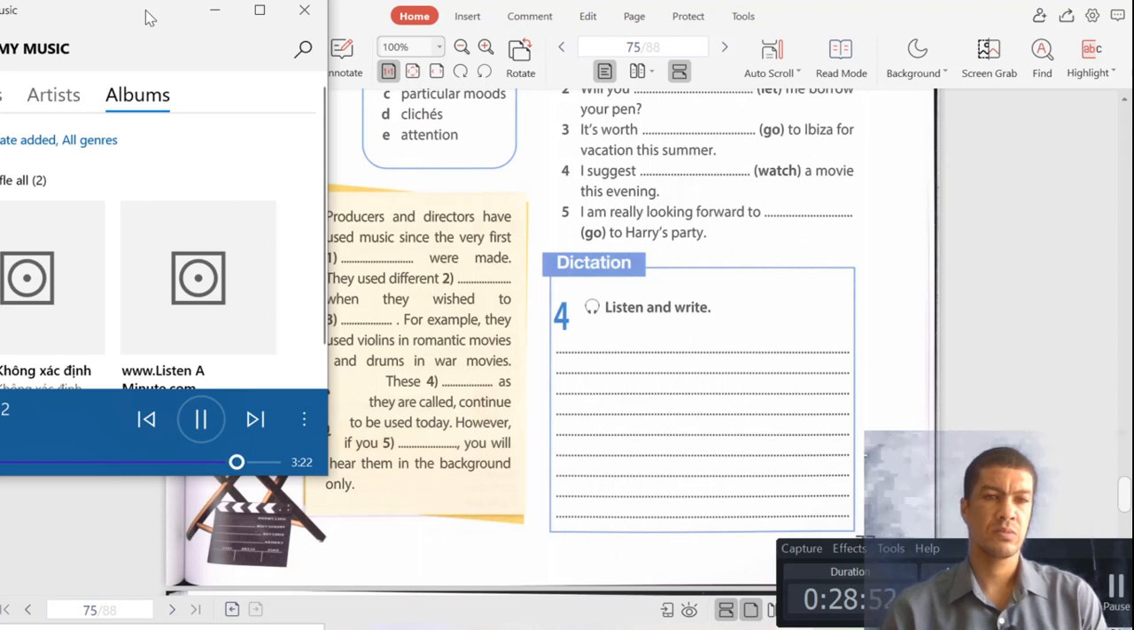Listen and check. Playing sports is important for a healthy body. You can play team or individual sports, and for those who like living dangerously, there are extreme sports. You can try any of the new sports crazes that are taking the world by storm. There is something for everyone. The choice is yours.